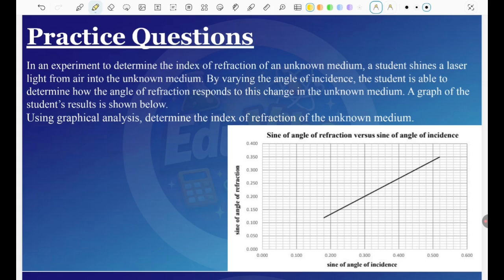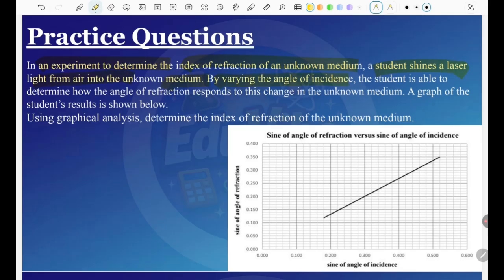So this is the last question we're dealing with today, and this is from Snell's law with the graphical analysis. So how can we deal with the question? Let's start with this. In an experiment to determine the index of refraction of an unknown medium, a student shines a laser light from air into the unknown medium.